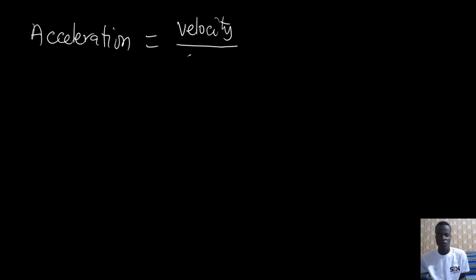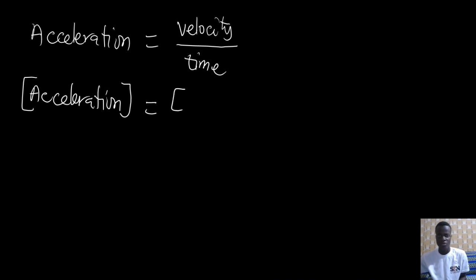Acceleration. So what's acceleration? Acceleration is equal to velocity over time. So if you bring the dimension analysis of velocity, that's acceleration, right? So remember to always bring the square bracket. The top is going to be velocity, and the bottom is going to be time as well.